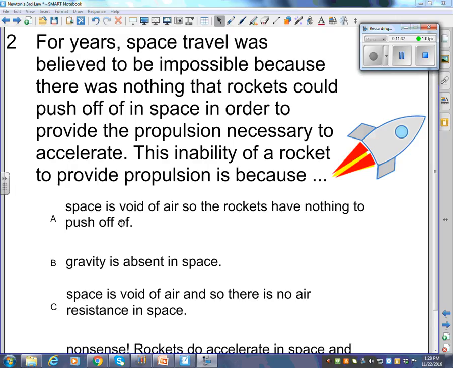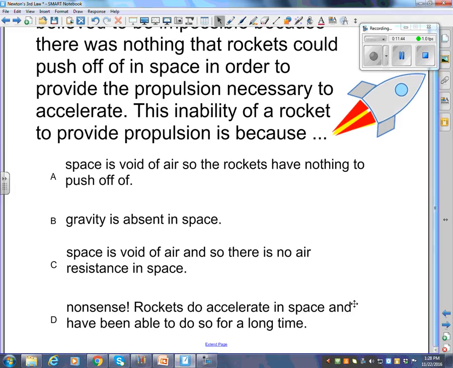B, gravity is absent in space. C, space is void of air, so there is no air resistance in space. Or D, nonsense, rockets do accelerate in space, and have been able to do so for a long time. A, B, C, or D. Feel free to think about it for a second.